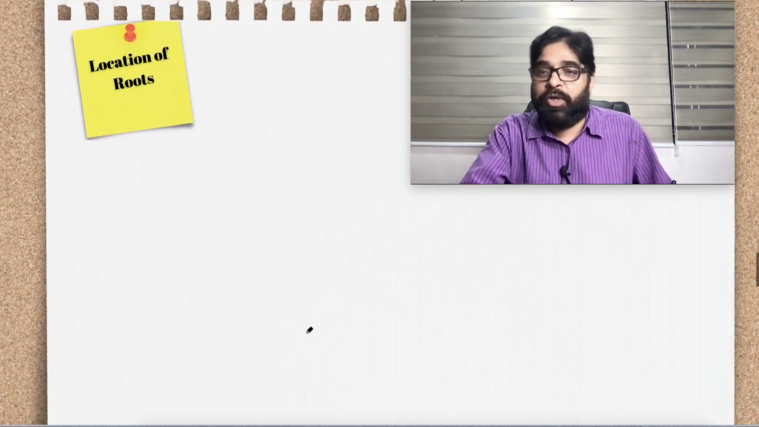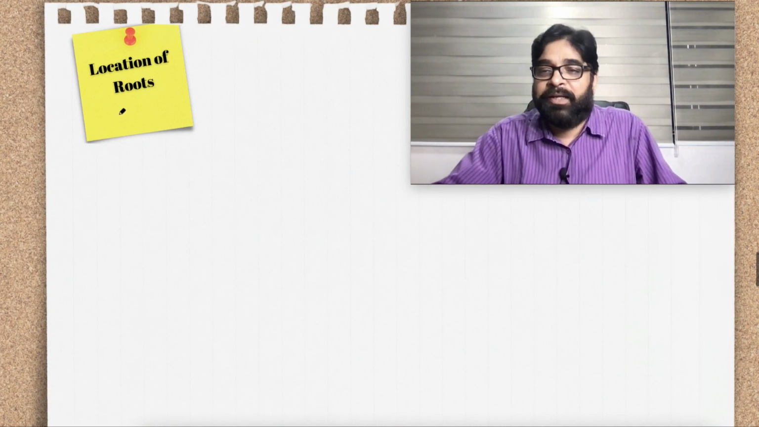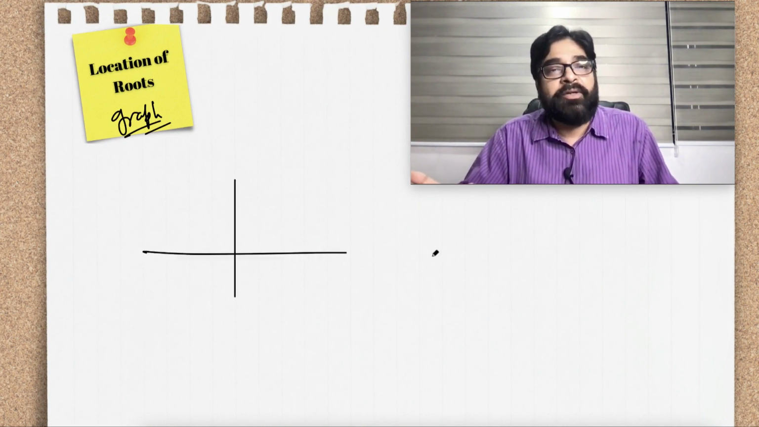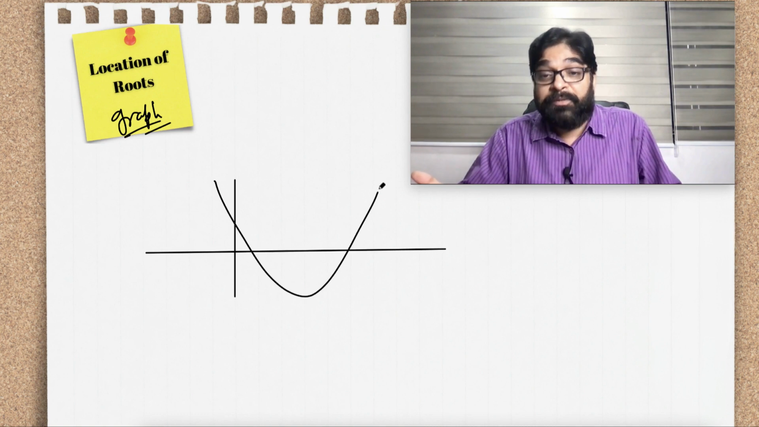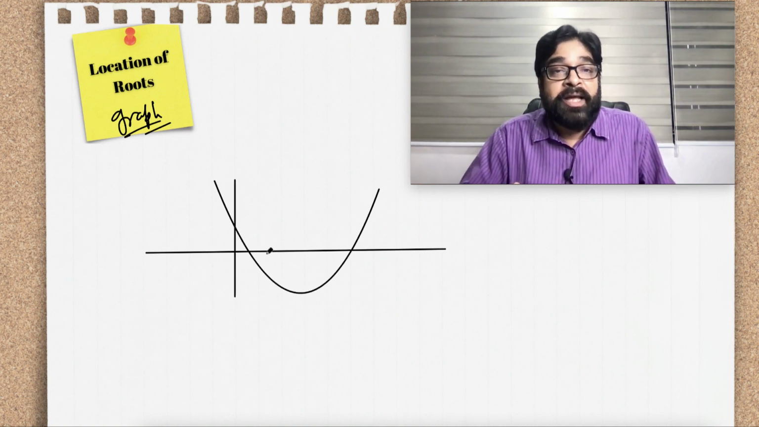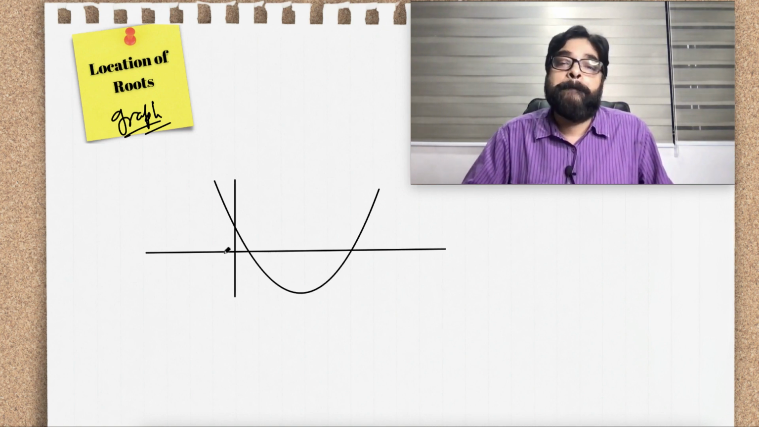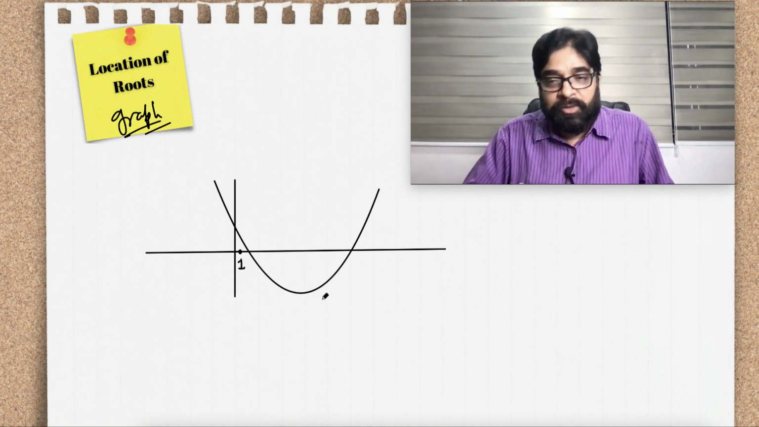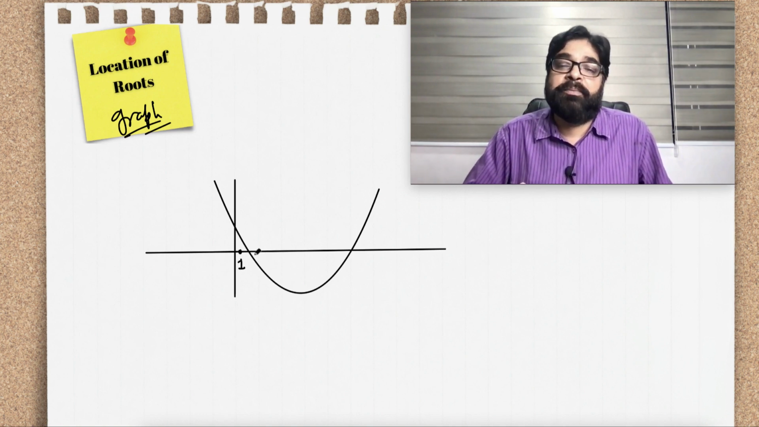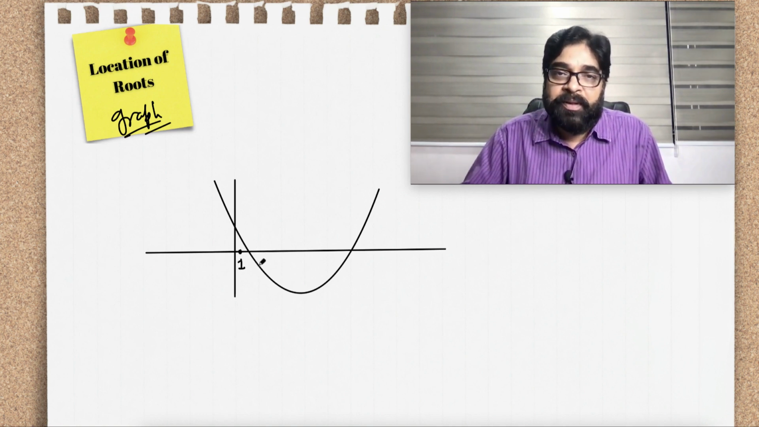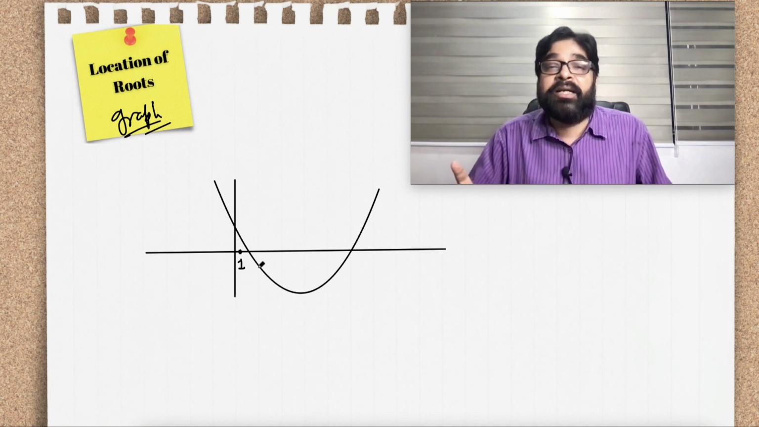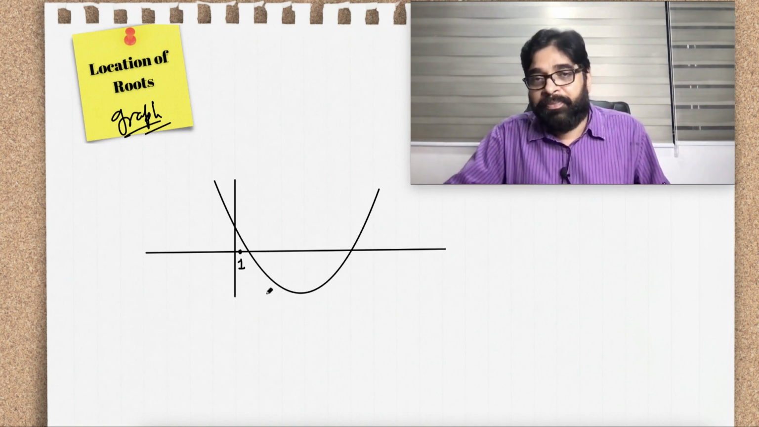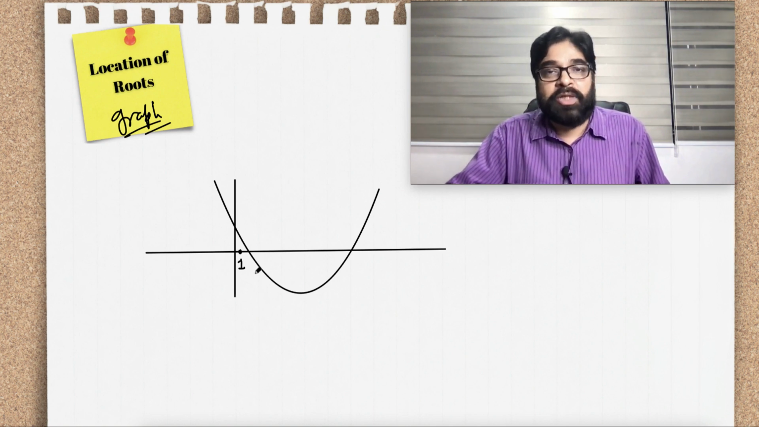Next, we have to talk about the location of the roots. Again, this is a graph only. Again, graph, just graph, nothing else. Location of the roots: draw the graph, it will tell you the location. Suppose somebody says both the roots should be greater than 1. So what is the condition? Draw the graph and put the condition that both should be greater than 1. So using the graph, these kinds of questions can be done in one step. Both the roots are greater than 1.